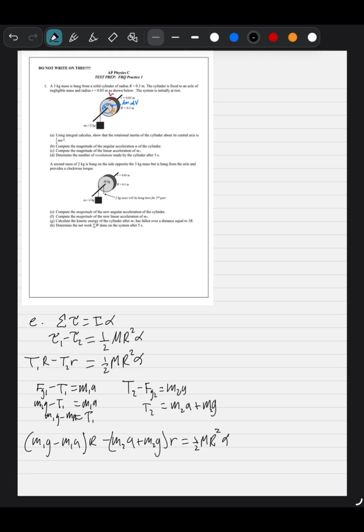For the two blocks, they have different accelerations because they have different radii. So label them as A1, and I'll label this one as A2. A1 can be expressed as big R alpha. They have the same alpha because they're on the same cylinder. And then A2 would be little r times alpha. So I would replace A1 and A2 with little r alpha, and this would be big R alpha.